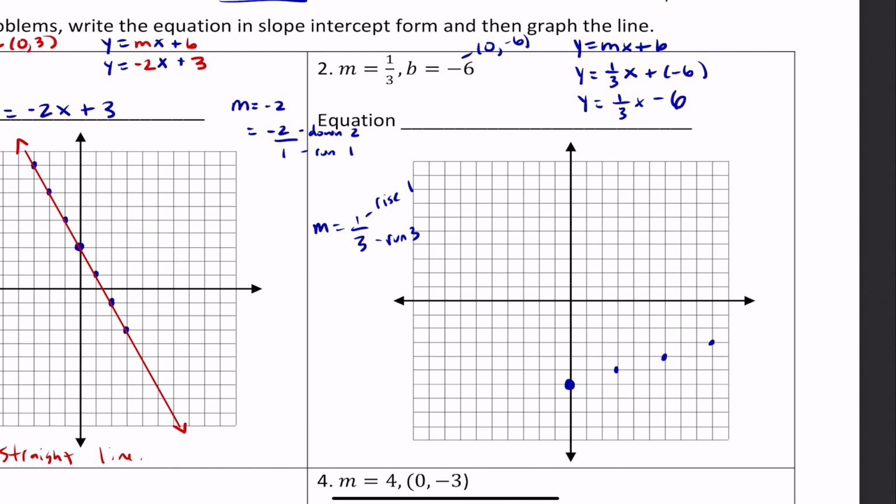Up 1, right 3. Then I take a look at my y-intercept and then do the opposite. So I do down 1, left 3. I'm pretty happy with these points, so I'll connect them, and that looks absolutely horrendous. Let's try again. Does that work? Yes, there you go. And that is my line.